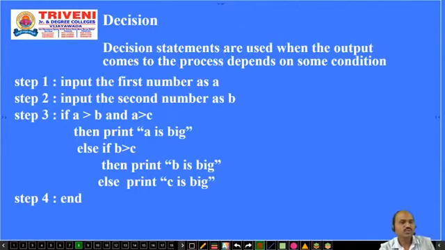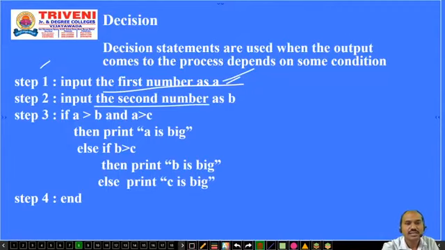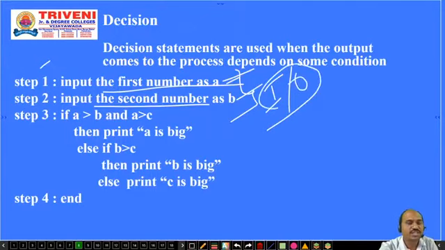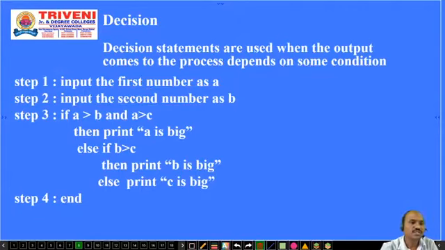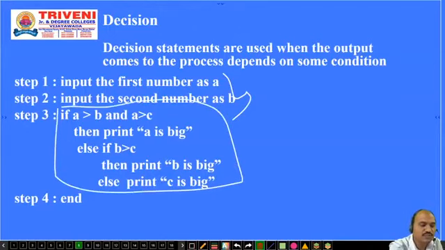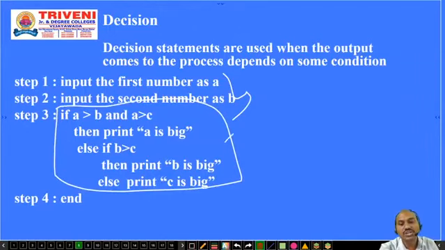Okay, we have to see the algorithm. The first step is to input the first number A. Already I have told you, we have to take 3 inputs. The first one is A, the second one is B, and again we have to take C also. So the first 3 steps are the input statements. The input statements have to be completed first, and then comes the entire process of the condition.